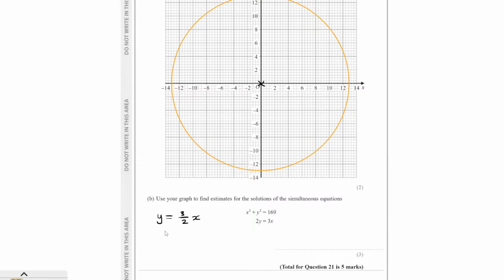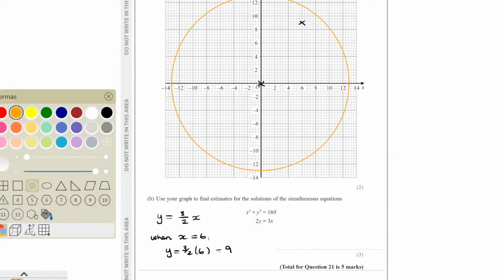maybe 6. You can choose any, but when x is 6, y is 3 over 2 times 6, you'd have to work that out. 3 times 6 is 18, divided by 2 is 9. So my second set of coordinates is 6 and then 9. 6 and then try and get this accurate. Halfway there, isn't it?